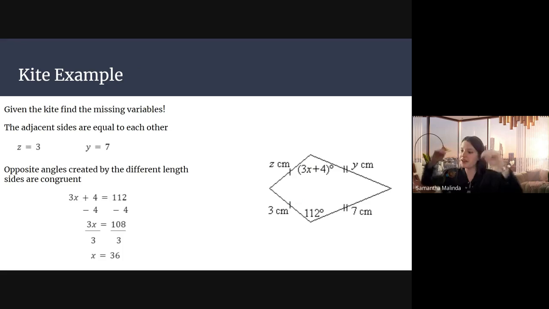So just remember that they are not parallel. That's what makes it a kite. But the adjacent sides are congruent. That's a good little idea.